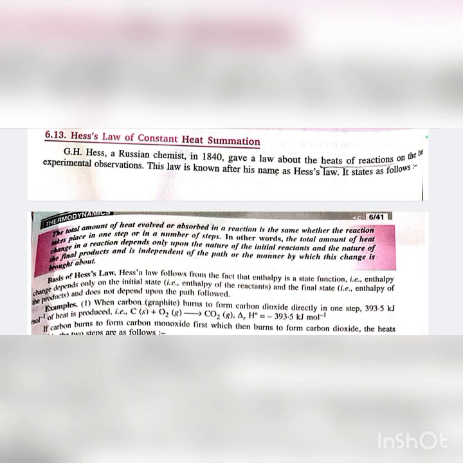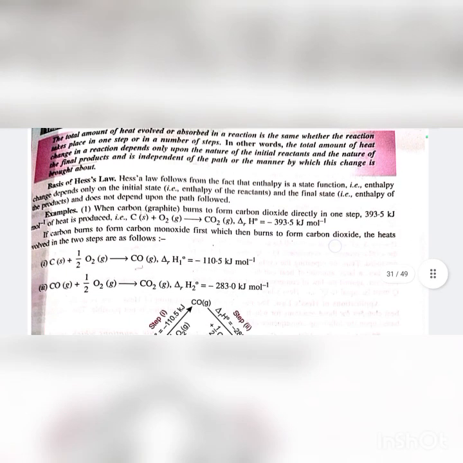In other words, the total amount of heat change in a reaction depends only upon the nature of the initial reactants and the nature of the final products, and is independent of the path or the manner by which this change is brought about. Basis of Hess's law: Hess's law follows from the fact that enthalpy is a state function. Enthalpy change depends only on the initial state and the final state and does not depend upon the path followed.